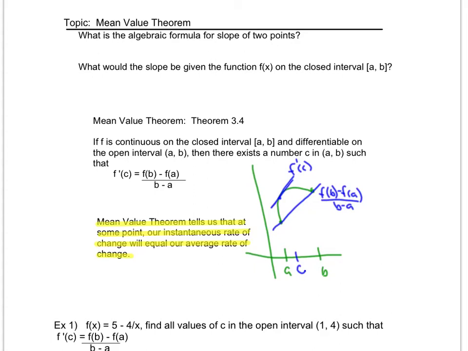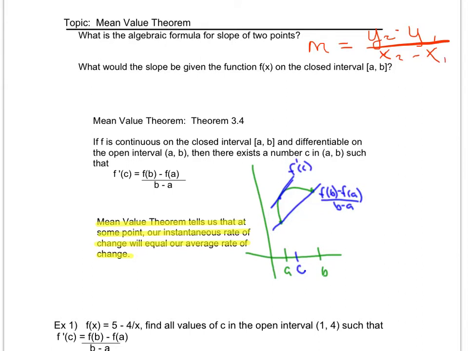There's a very important theorem in calculus called the mean value theorem. And before I talk about the mean value theorem, I want to talk about where it comes from. So first thing I want to do is remind you of the algebraic formula for the slope from 2 points. So say, for example, x1, y1 and x2, y2. We of course know then that m equals y2 minus y1 over x2 minus x1.